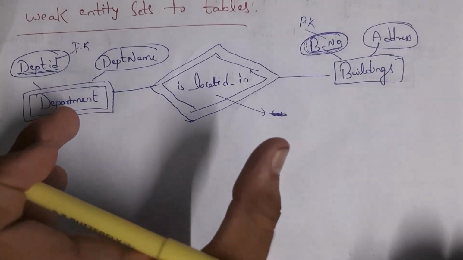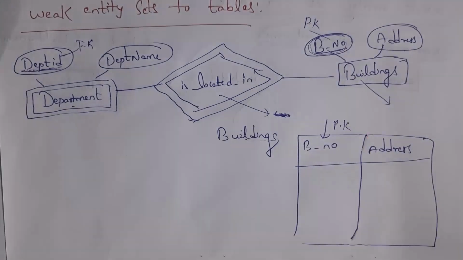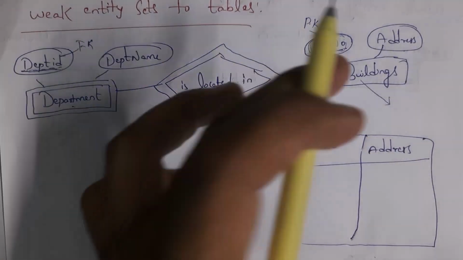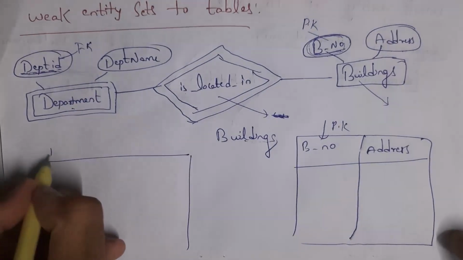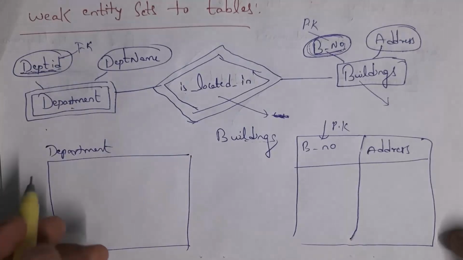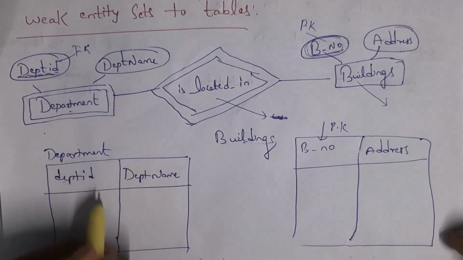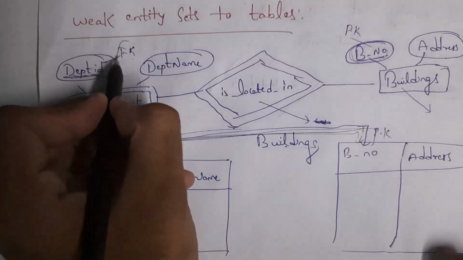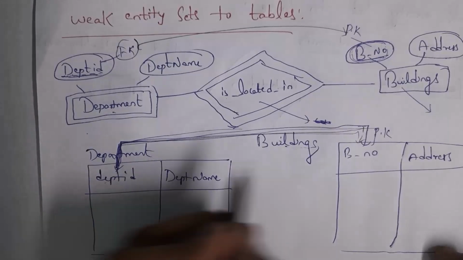Now we need to convert this ER diagram into tables. So at first you need to create the primary key table. After that you need to create the foreign key table. So at first I created the primary key table and next we need to create the foreign key table, that is department, and attributes. Attributes are nothing but column names. Department ID column and department name column. Guys, here the foreign key depends on the primary key, so I am connecting the department ID column to the B number column.